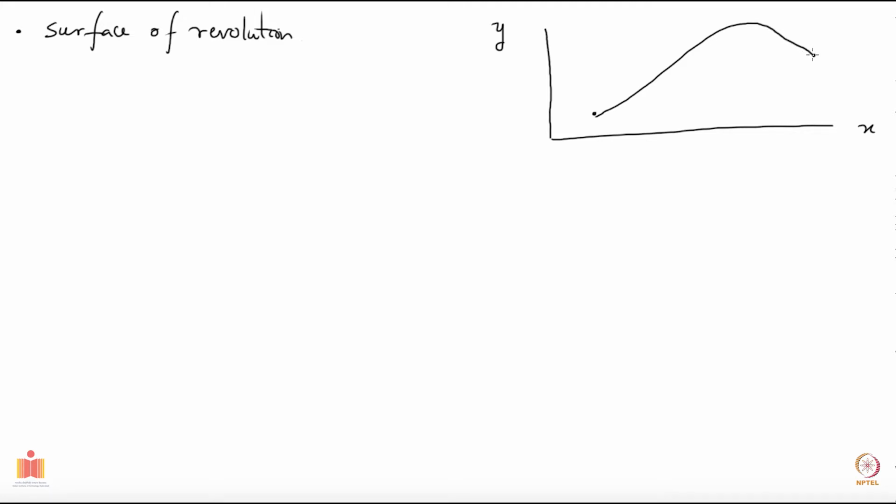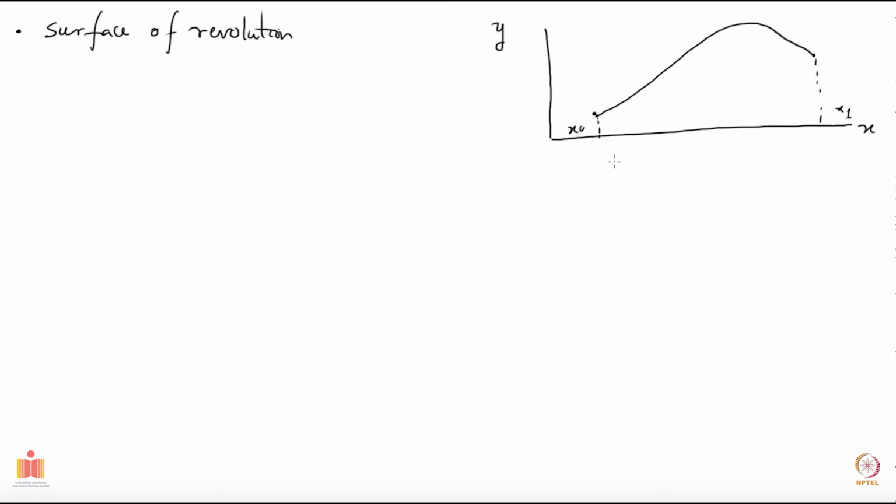Let's say like this. Now, what we want to do is, before I tell you what we want to do, let's say this is located at x0, this is located at some value x1. Okay, now what I want to do is take this curve and rotate it about the x-axis.